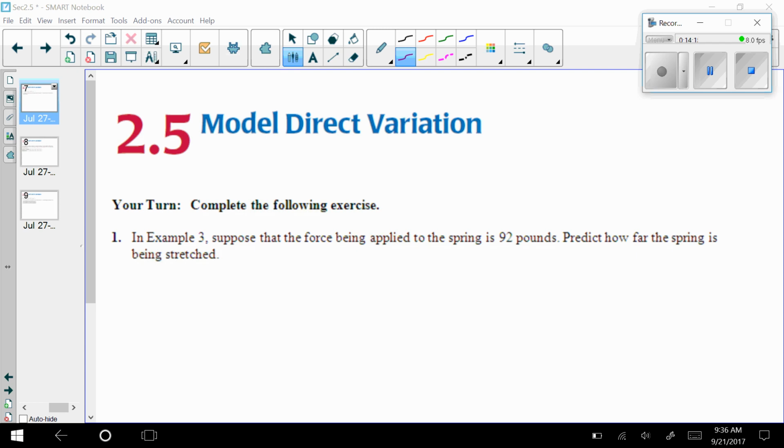Okay, this next example you should do on your own, and you can pause the video as you're working. You should use one of the models, and it doesn't matter which one as long as you're consistent with the x's and y's that you use. It says in example 3, suppose that the force being applied to the spring is 92 pounds. How far is the spring going to be stretched? So pause the video and work this out on your own.